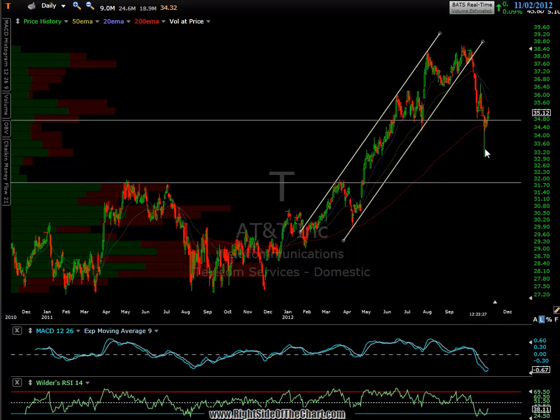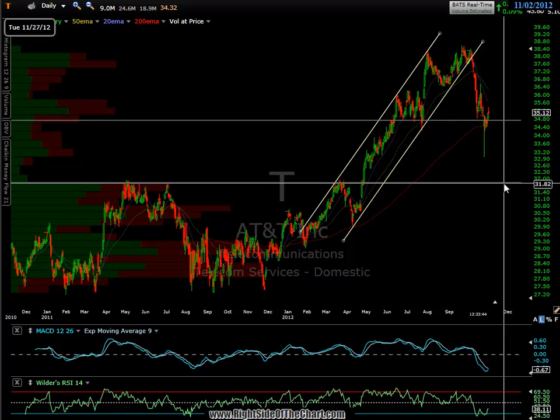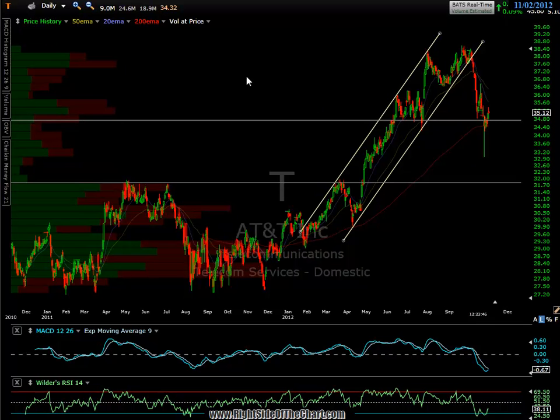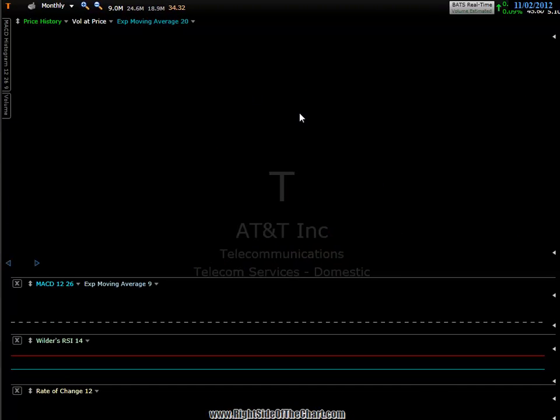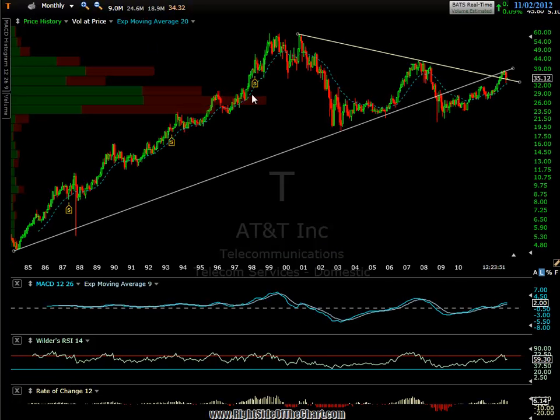I don't know how long prices traded down below that level, but we're above that support level now. It is very thin between here, and I do expect AT&T, once this bounce runs its course, we'll probably see AT&T down around this level, 30, call it 32, somewhere around there. Weekly chart, nothing there. Monthly chart.